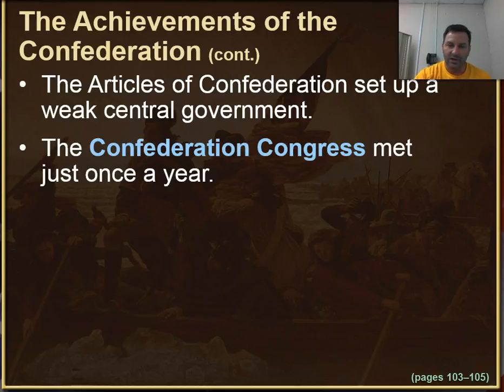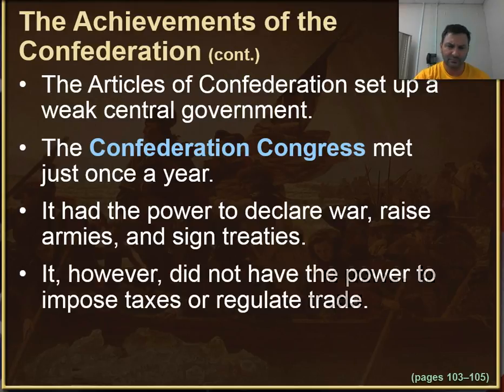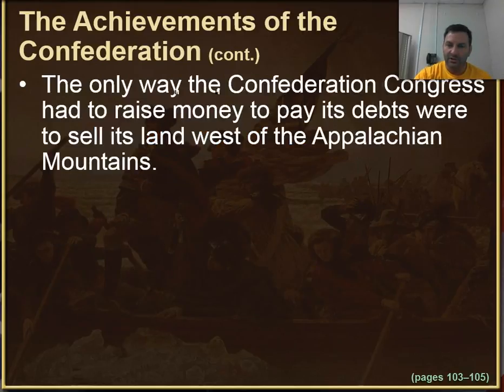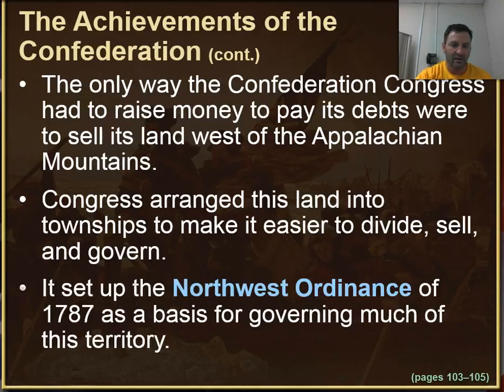The Confederation Congress met only once a year, and it had the power to declare war, raise armies, and sign treaties. It, however, did not have the power to impose taxes or regulate trade. The only way the Confederation Congress had to raise money to pay its debts was to sell its land west of the Appalachian Mountains. Congress arranged this land into townships to make it easier to divide, sell, and govern.